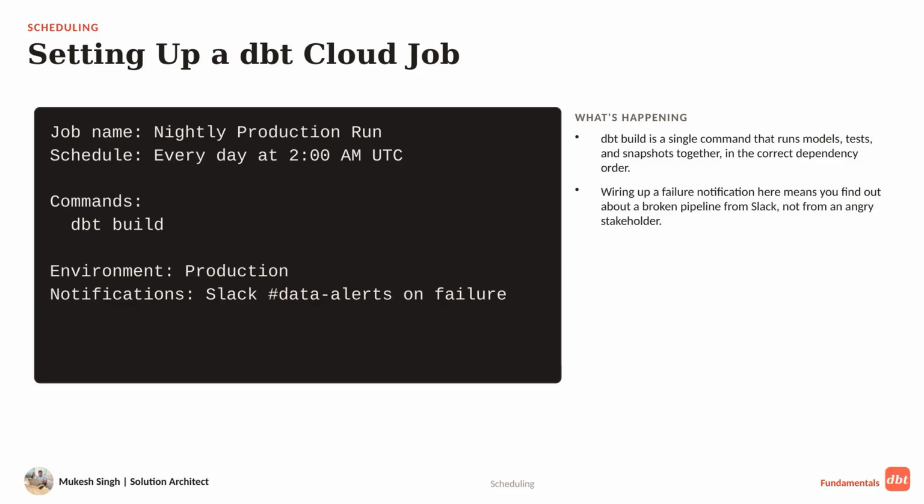Notice the notification setting at the bottom. Wiring up a Slack alert on failure means you find out about a broken pipeline from a message in Slack, not from a stakeholder asking why this morning's dashboard looks wrong. Notice too that this job runs a single command rather than several separate ones, which keeps the schedule itself simple to reason about, even months after you first set it up.